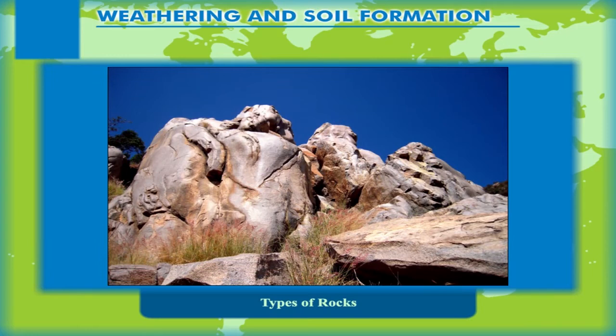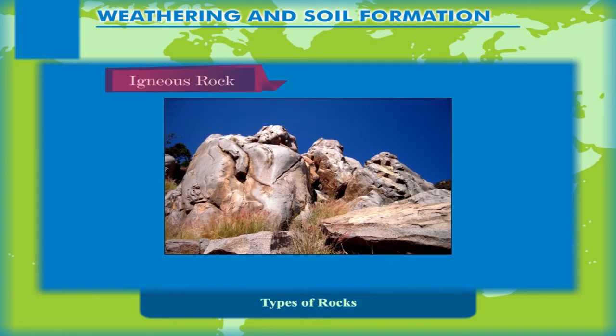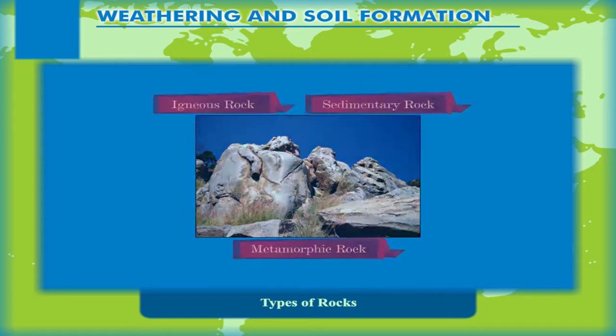Types of rocks. Rocks may vary in their physical properties, and this variation is due to the process that gives rise to rocks. Rocks may be classified into three categories on the basis of their origin. These are igneous, metamorphic, and sedimentary.